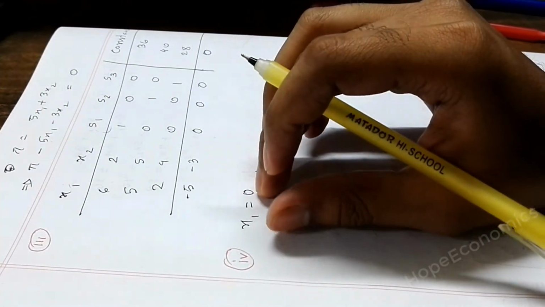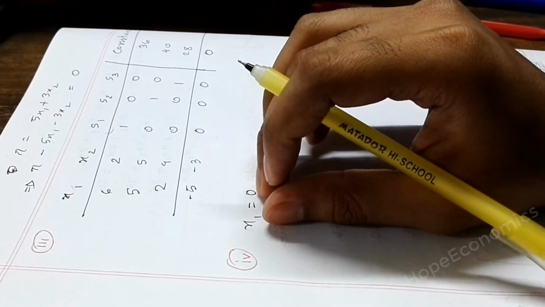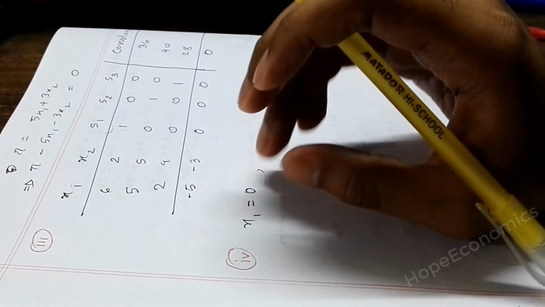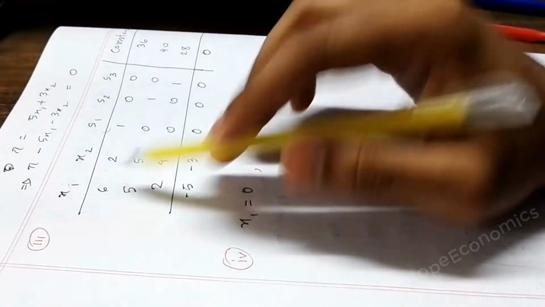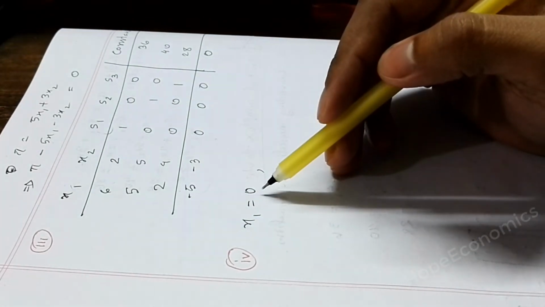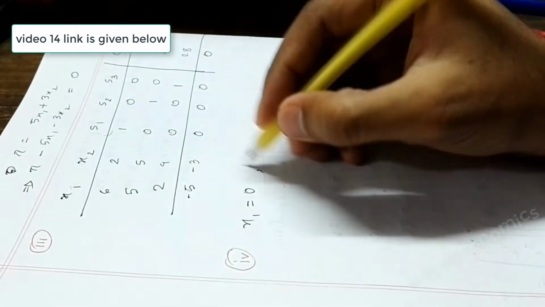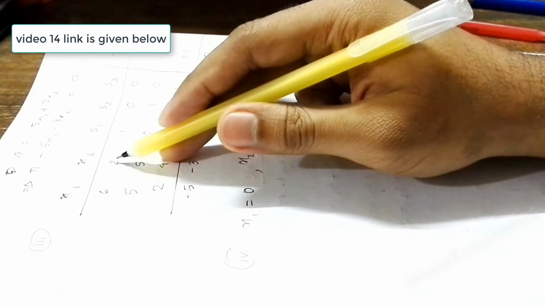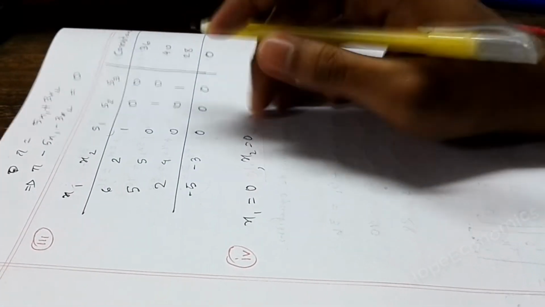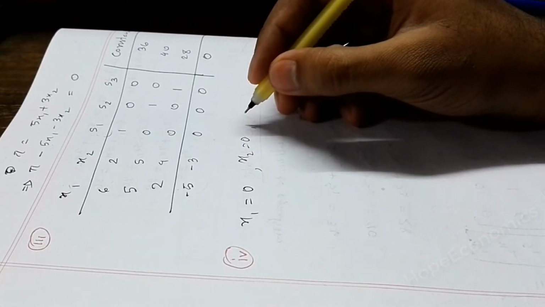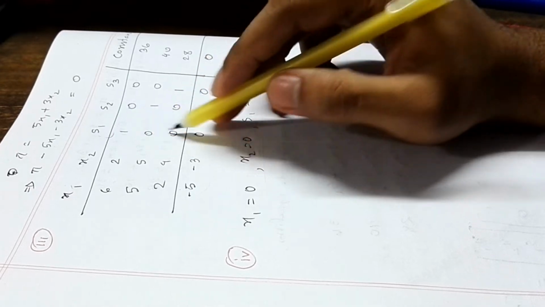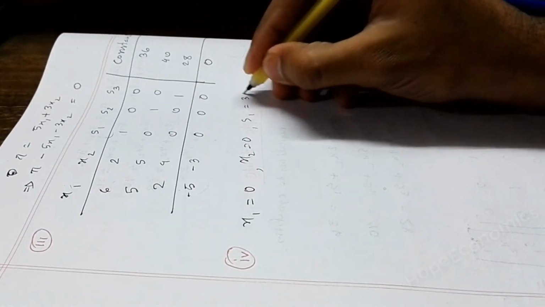How it is 0, I have told you. I'm suggesting you to follow video 14. Then you will realize how we have found the value of x1, because there is no 0 and 1 in the x1 column, so the value of x1 is 0. Same for x2, the value of x2 is also 0, because there is no 1 and 0 in the x2 column. And the value of s1 is, the 1 is here and the rest are 0, so it's 36.